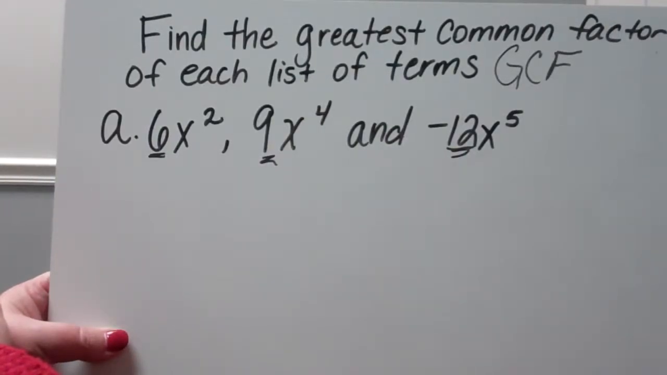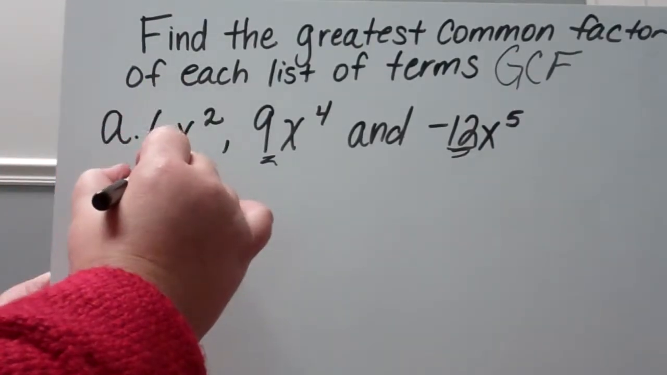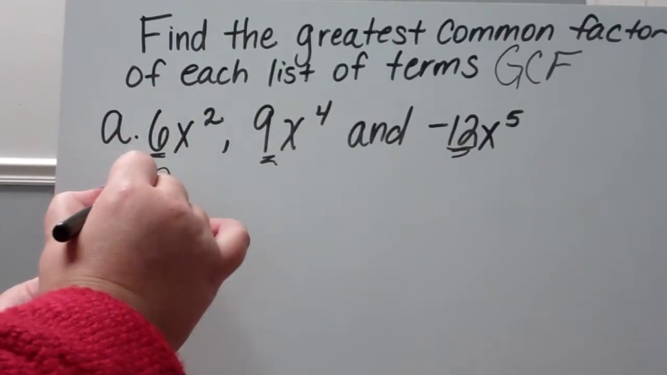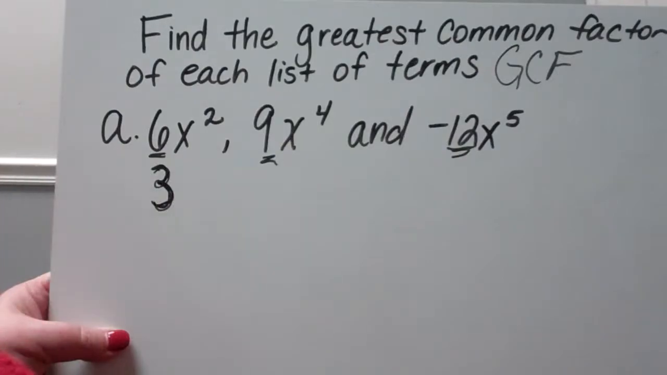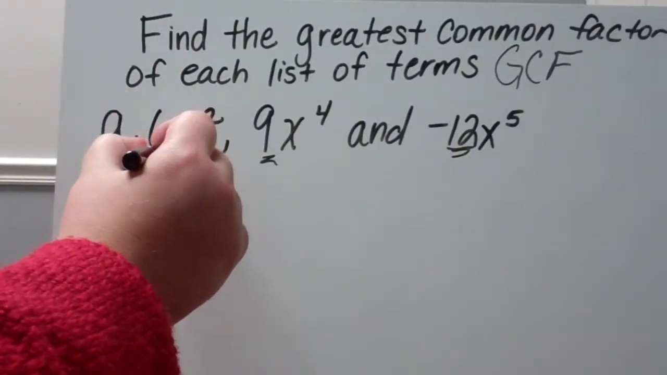Now, your book is going to show you to do the factor tree and factor, but I just want you to think about it. It's 3. 3 is the biggest number that'll go into 6, 9, and 12, or negative 12. Alright? Now, we've taken care of the numbers.